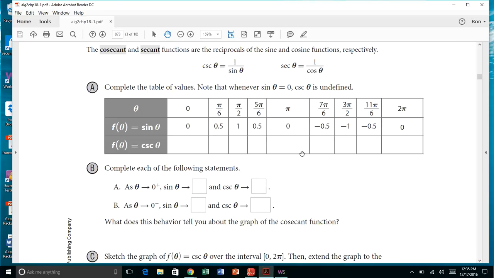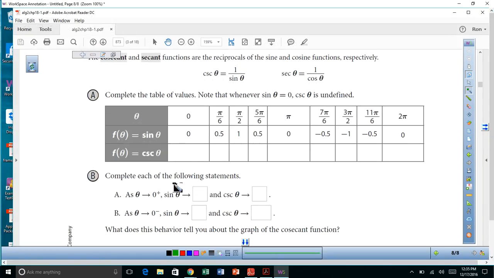All right. So let's see here. This cosecant is going to be undefined. We're going to complete the table of values. Note that whenever sine theta equals 0, cosecant theta is undefined. So this is undefined here.